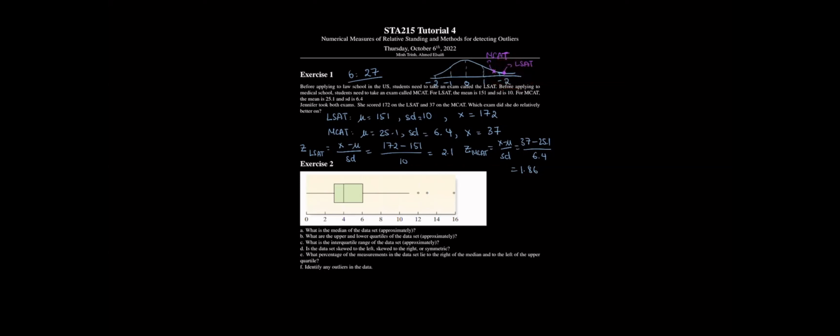Does that make sense? I only see 2 yes. Can I see more if you understand? If not, then you can ask in the chat. I will explain again. Okay, that's good. So since the z-score for LSAT is greater than the z-score for MCAT, she did better on LSAT.